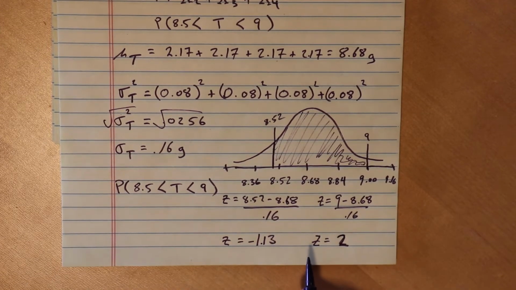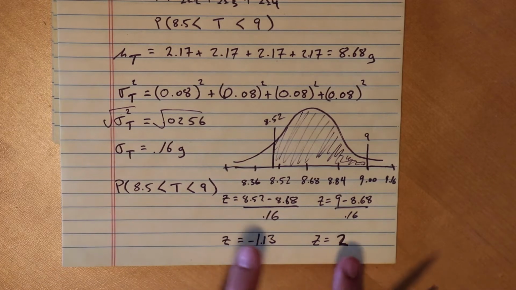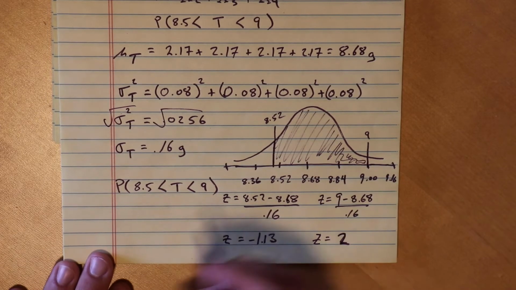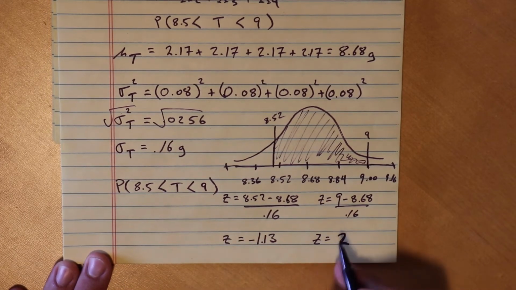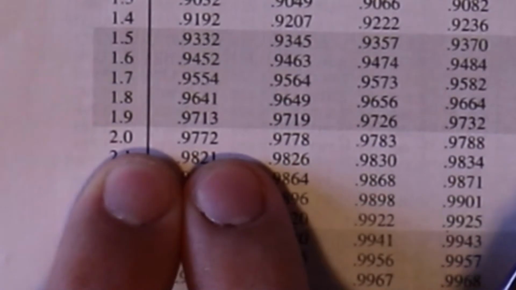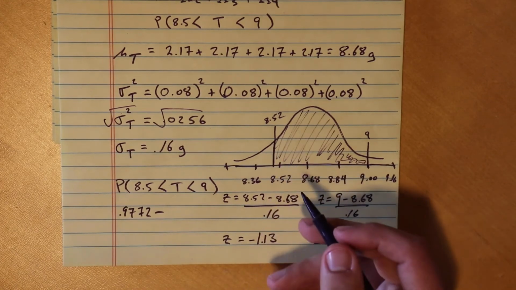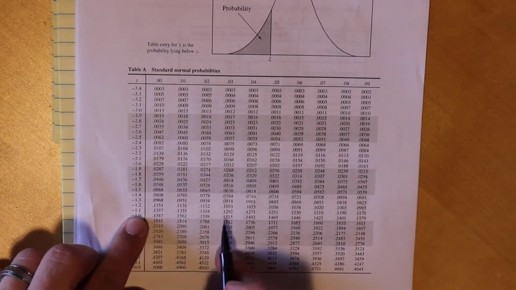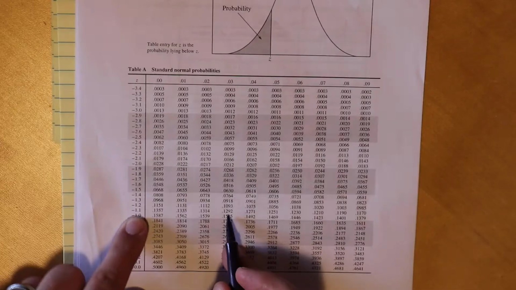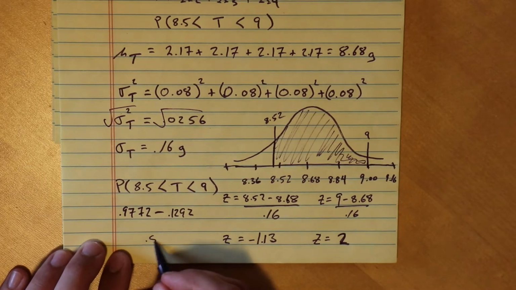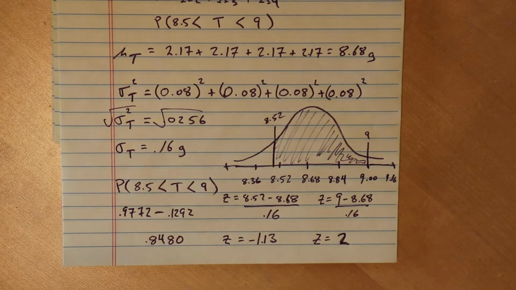If we are finding this probability, really, this probability is the same as finding the probability between these two. If we want to find this area here, we'll do the larger. So when we look this up in our z-table, if I look up 2, it's 0.977. So we take the larger minus the smaller, negative 1.13, which is 0.1292. And so we get a probability of 0.84. There's about an 85% chance that Mr. French's coffee will taste right.